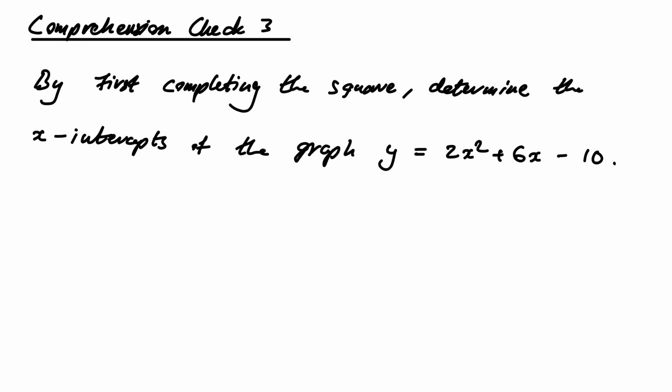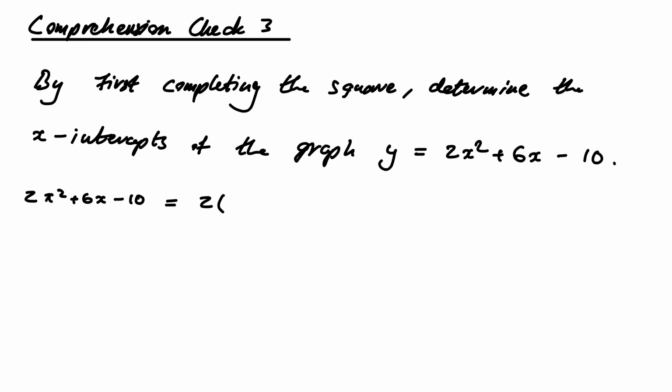Now let's find some zeros of a function by completing the square. We could, of course, use the quadratic equation, but it's just good practice to be able to complete the square. It saves your life so much with these things. So let's do it. So 2x squared plus 6x minus 10.